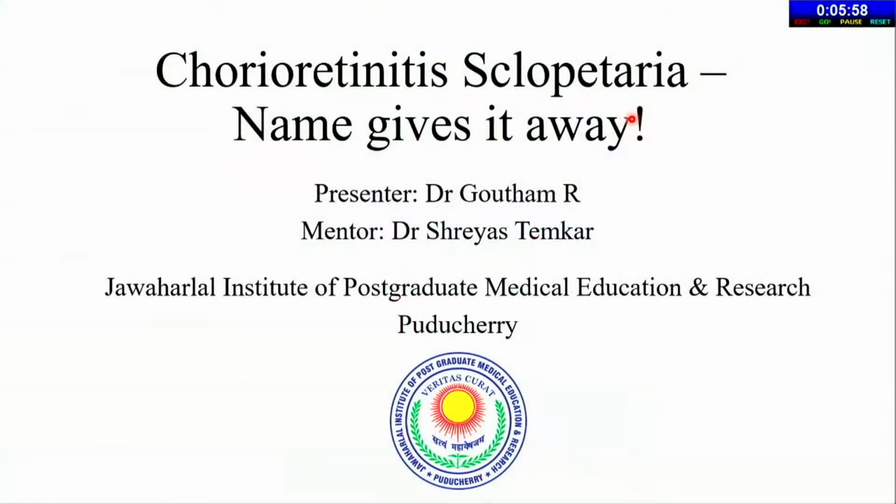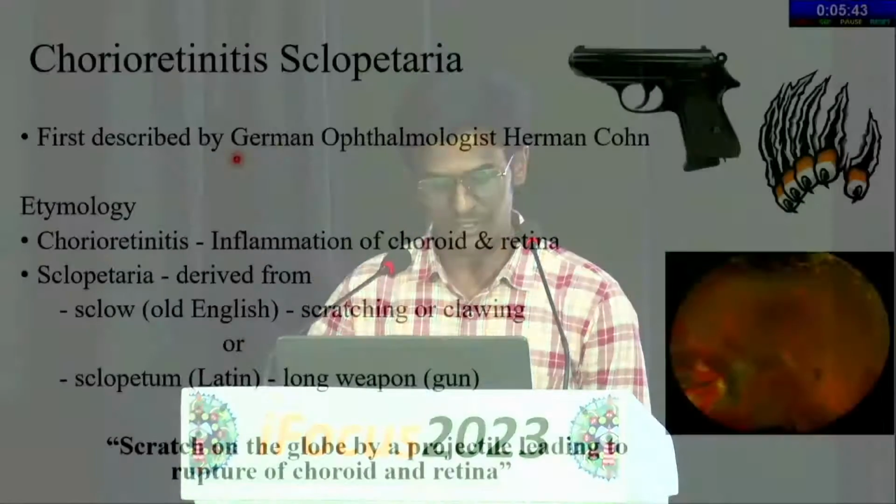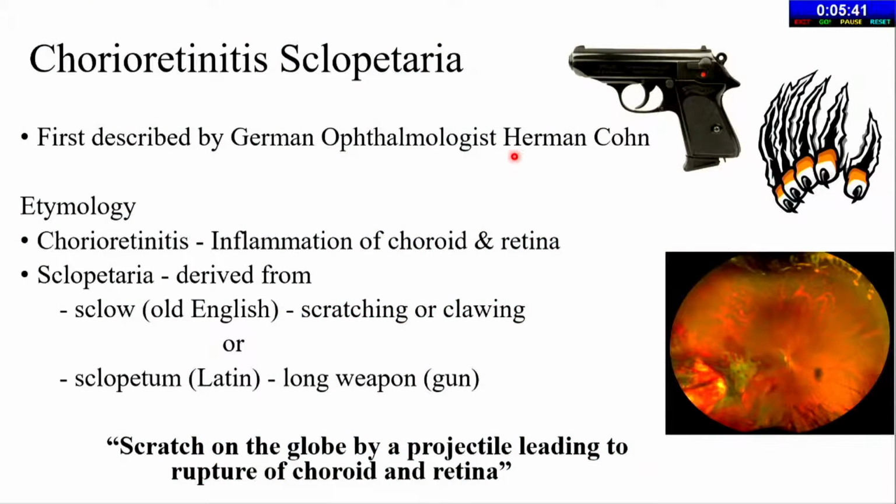Good evening, everyone. I'll be discussing chorioretinitis sclopetaria and how understanding the meaning of this word helps us to remember the condition better. I'm a final year resident in JIPMER and my mentor is Dr. Shreyas. So, the term chorioretinitis sclopetaria was first described by German ophthalmologist Hermann Kohn.